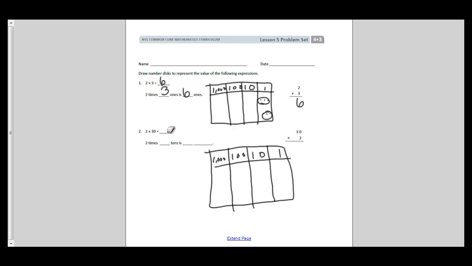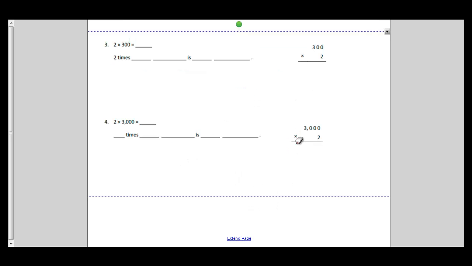And this time we're doing 2 times 30, which means 2 times 3 tens. So 1, 2, 3. There's 1 times 30. 1, 2, 3. There's 2 times 30. Here's 1 time. Here's 2 times. So that's 10, 20, 30, 40, 50, 60. So 2 times 30 is 60. So 2 times 3 tens is 6 tens. So 30 times 2 is 60. But you're seeing the pattern. Why don't you try to do this one by yourself and see how it turns out. And then when you're ready, you can come back.